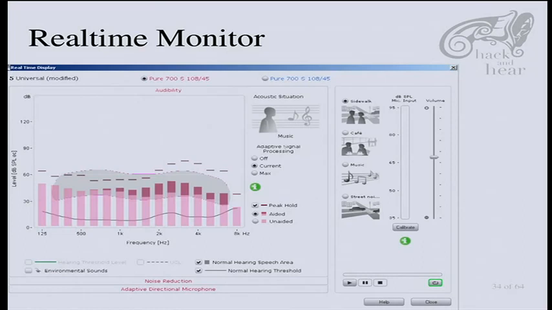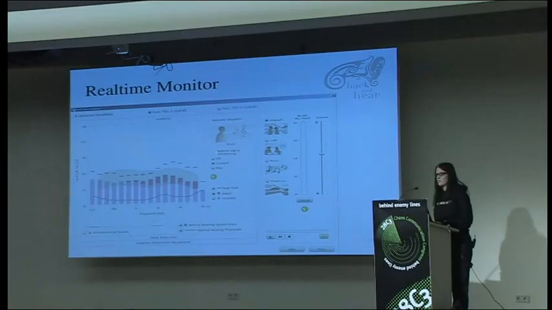It also has this situation recognition in different settings, and one of them is music, actually. I tried with different types of music. Actually, if you like heavy metal, you will never see music here. It's usually noise.